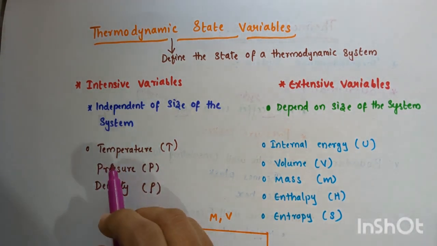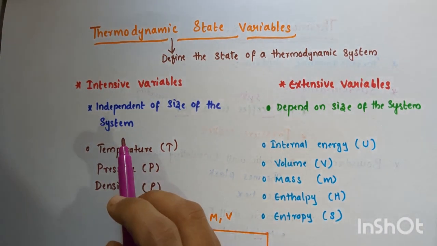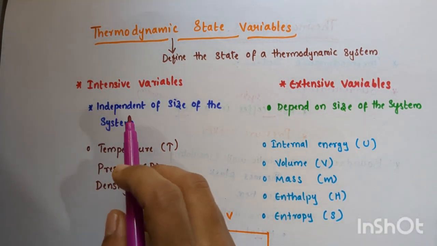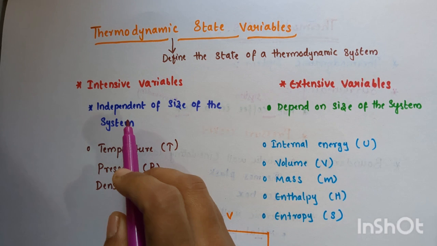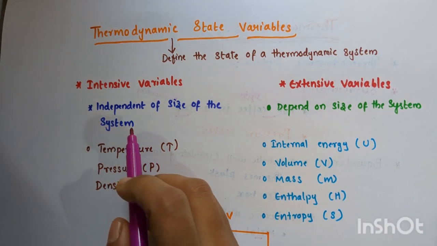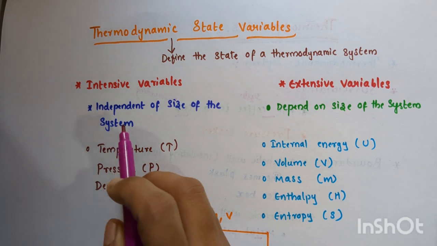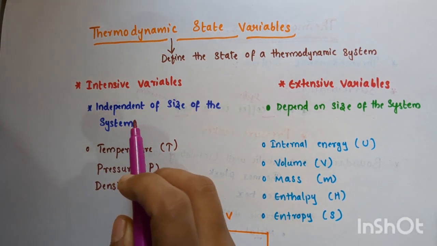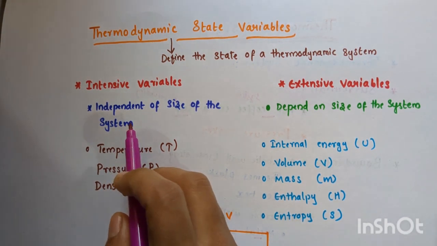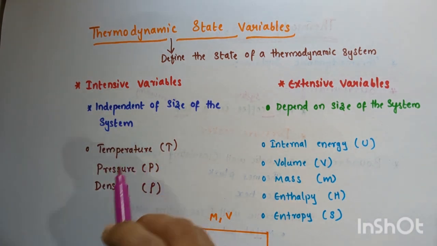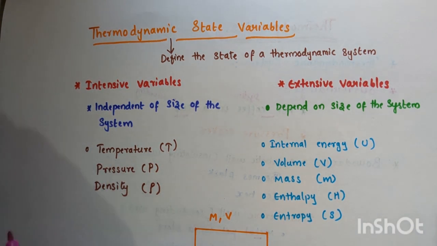Intensive variables are independent of the size of the system. Intensive variables are the thermodynamic state variables which are independent of the size of the system or mass of the system. That is, they remain the same regardless of the amount of substance in the system. Some examples of intensive variables are temperature, pressure, density, etc.